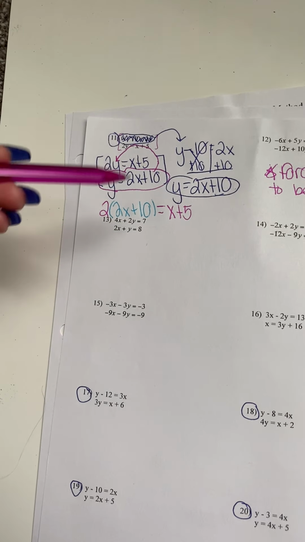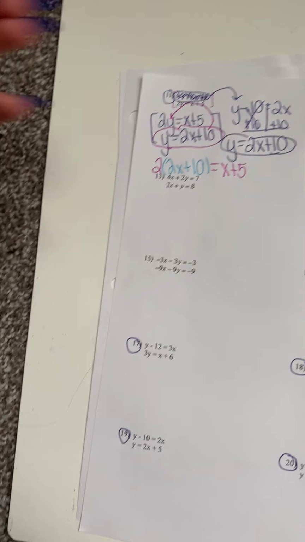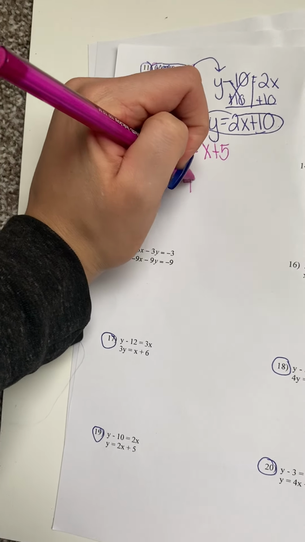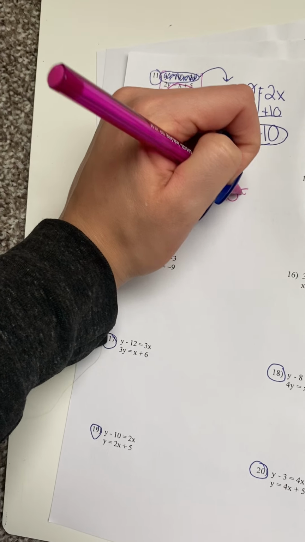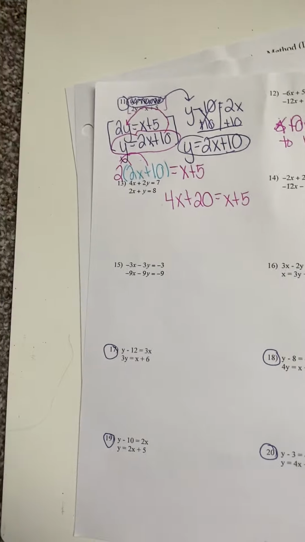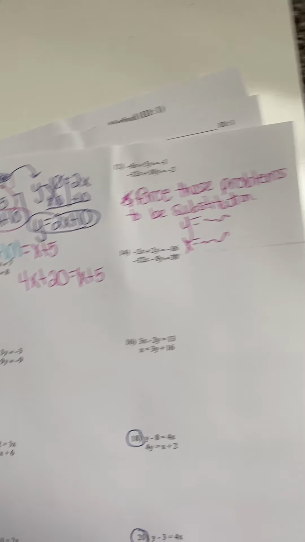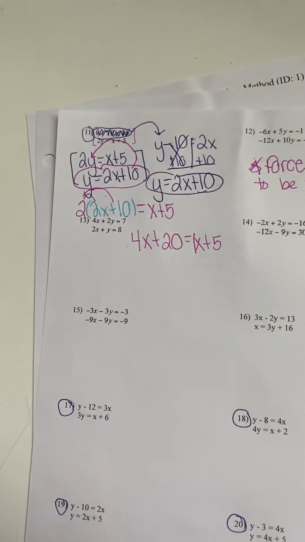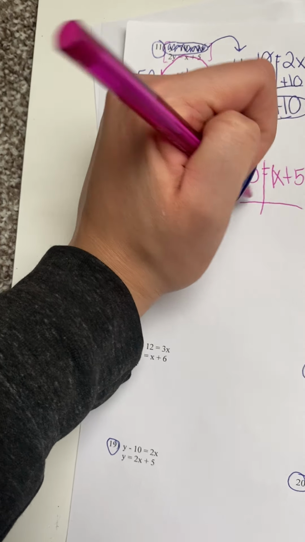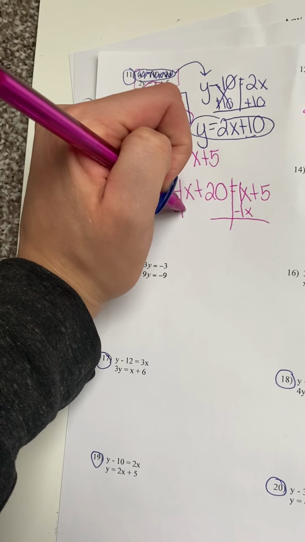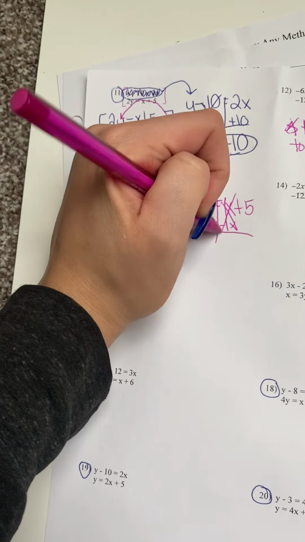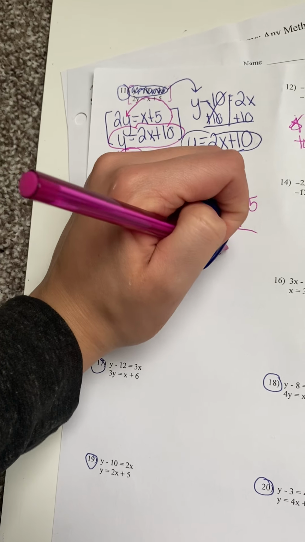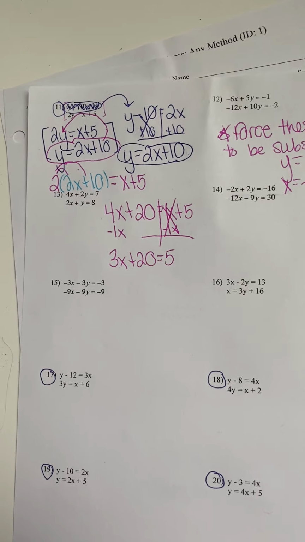All right, then we're going to distribute. So when you distribute, make sure you draw your arrows if you have to. So then you would have 4x plus 20 equals x plus 5. Remember that there's a 1 in front of here, right? So now we don't have any like terms to combine. So remember, we move that variable. So we are going to subtract 1x from both sides. All right, then these cancel. This is going to be 3x plus 20 equals 5. And then that's just a simple 2-step equation.